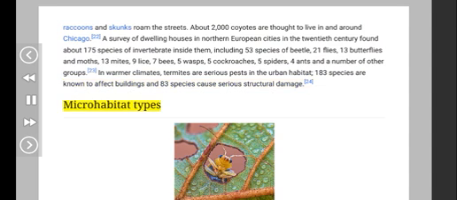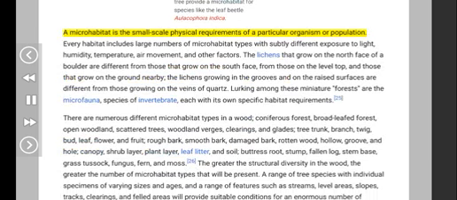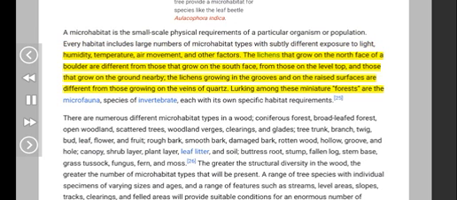24. Microhabitat types. The leaves of an Alnus nepalensis tree provide a microhabitat for species like the leaf beetle Alocaphora indica. A microhabitat is the small-scale physical requirements of a particular organism or population. Every habitat includes large numbers of microhabitat types with subtly different exposure to light, humidity, temperature, air movement, and other factors. The lichens that grow on the north face of a boulder are different from those that grow on the south face, from those on the level top, and those that grow on the ground nearby. The lichens growing in the grooves and on the raised surfaces are different from those growing on the veins of quartz. Lurking among these miniature forests are the microfauna, species of invertebrate, each with its own specific habitat requirements.